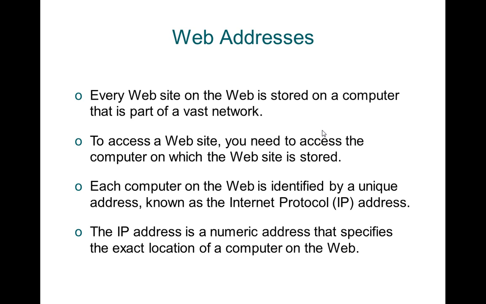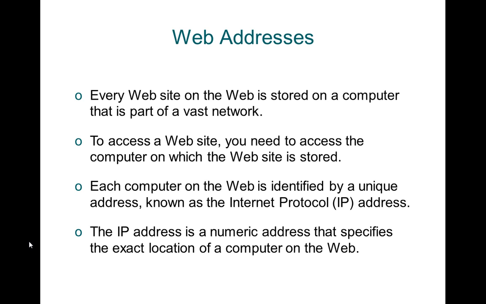Suppose I have a home, I have a different address. You have a home, you have a different address. In the same way, for identification of a computer, there is a unique address known as the IP address, that is, Internet Protocol address. The IP address is a numeric address that specifies the exact location of the computer on the web. It uniquely identifies the computer over the network.